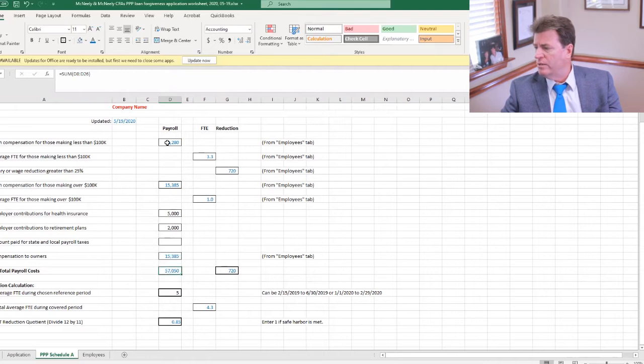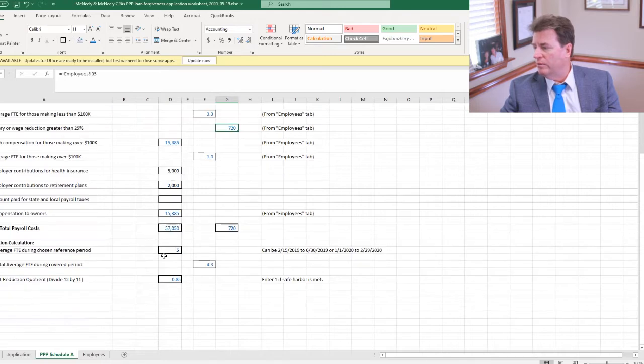So we add all these things up, and this is total payroll costs. Again, cash compensation if you're making under, this is basically what's on that form. You're making over, add in this other stuff, compensation to owners, et cetera. And then if you recall, we had that one person, we had a payroll reduction here. Now, this is a really important number here, and I probably should have really highlighted this.